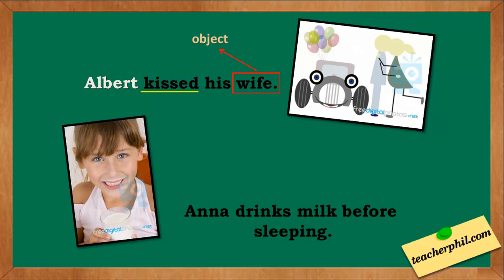Another example: Anna drinks milk before sleeping. What is the verb here? Of course, drinks. And the subject? Anna. Anna is the doer of the action. How about the receiver? Milk. Therefore, milk is our object. It receives the action drinks.